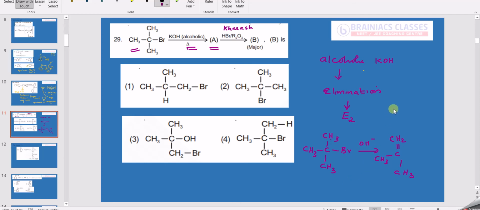So next step, what we are doing, this is getting treated with what? HBr. But here it is happening in the presence of peroxide. If peroxide is there, it will be anti-Markovnikov's. So what will be the product formed here? Can anybody tell?